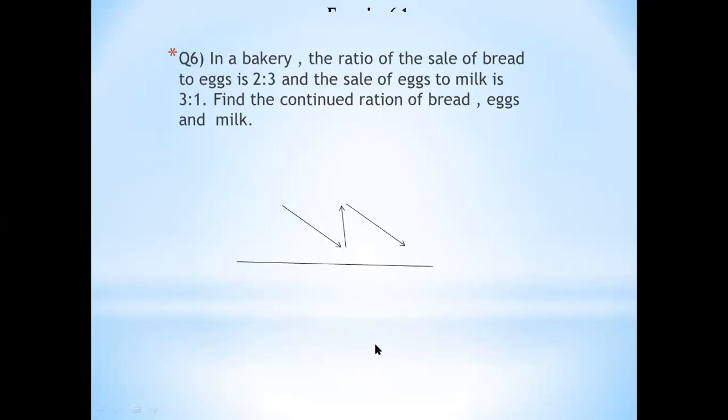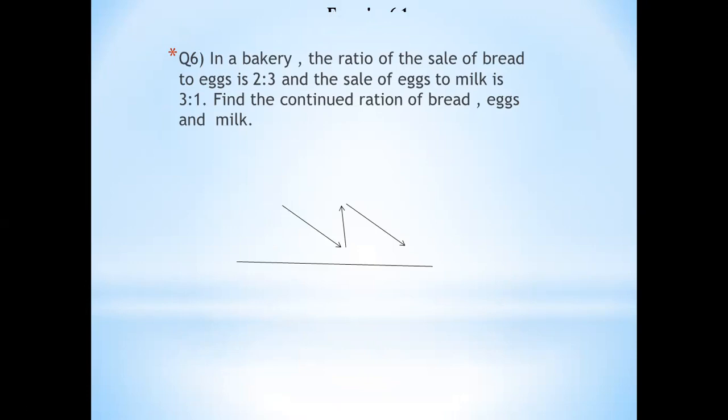Now question number 4 and 5 are in the same way. Look, 1, 2, 3, 4, 5, all have the same method. So I solve question number 1 and 3. You have to solve 2, 4 and 5. Now come to question number 6. Question number 6 is a word problem.